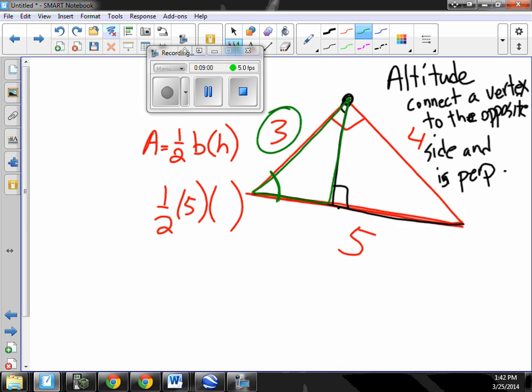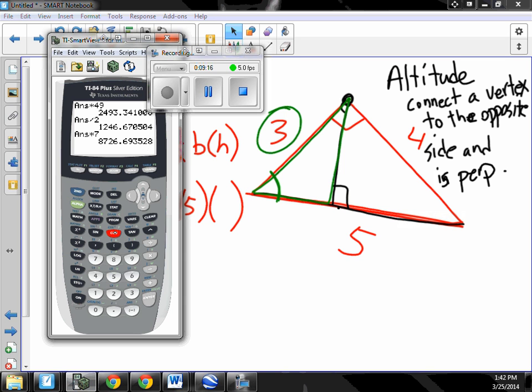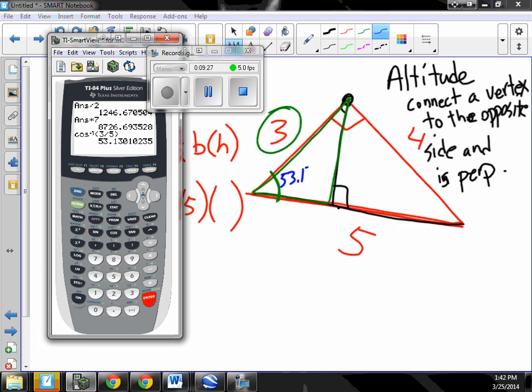Lexi, close that. How would you figure that out? Not tangent. Inverse cosine. We know the adjacent and the hypotenuse. So inverse cosine of 3/5 is 53.13. So I now know that this angle is 53.13. Now I can find h.